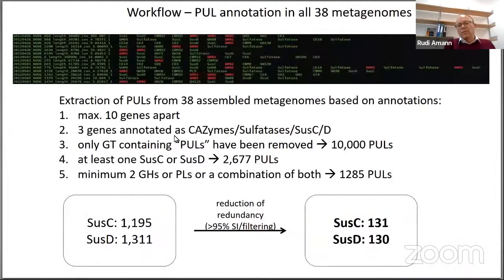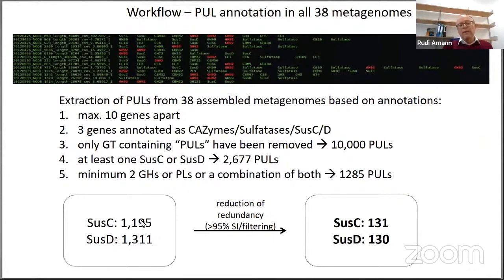That's the first one. The second one was for us, I would say, even more surprising, and that is we looked for polysaccharide utilization loci in the metagenome assembled genomes. With a simple algorithm, we looked for a window of 10 genes, and in those 10 genes, there should be 3 that are either transporters of the SusC-SusD type, sulfatases, or CAZymes. So that would fit within the canonical definition of a PUL. And then we looked into what can be found in there.